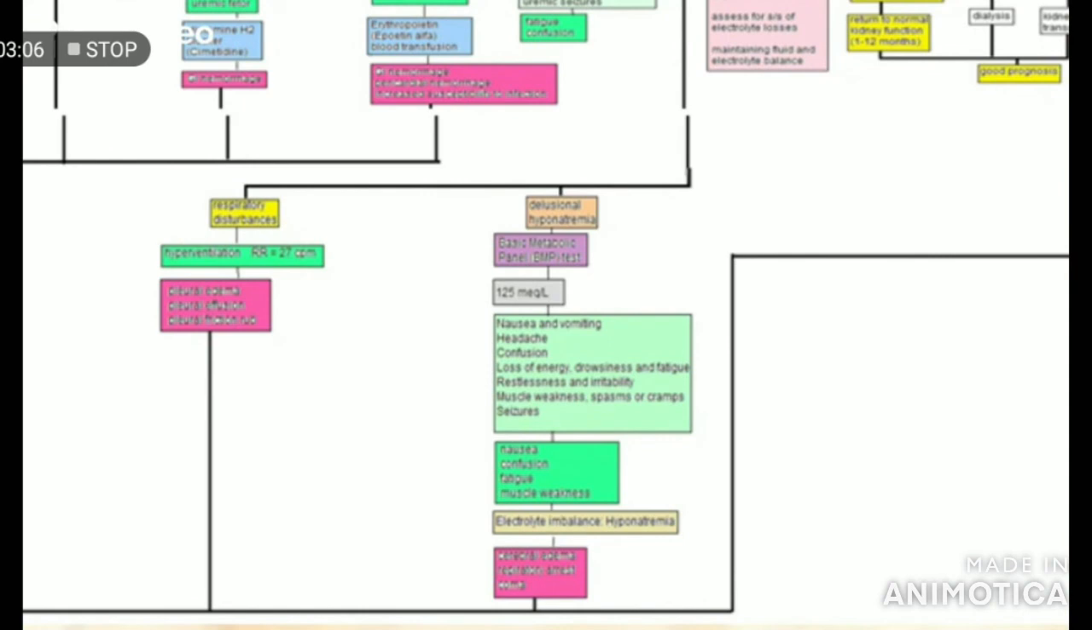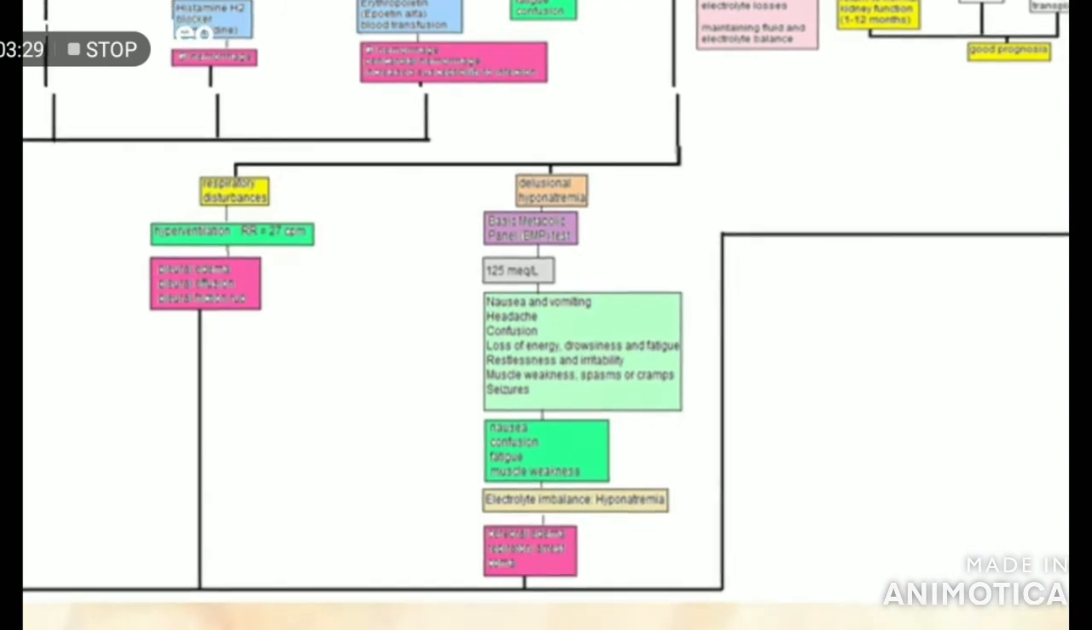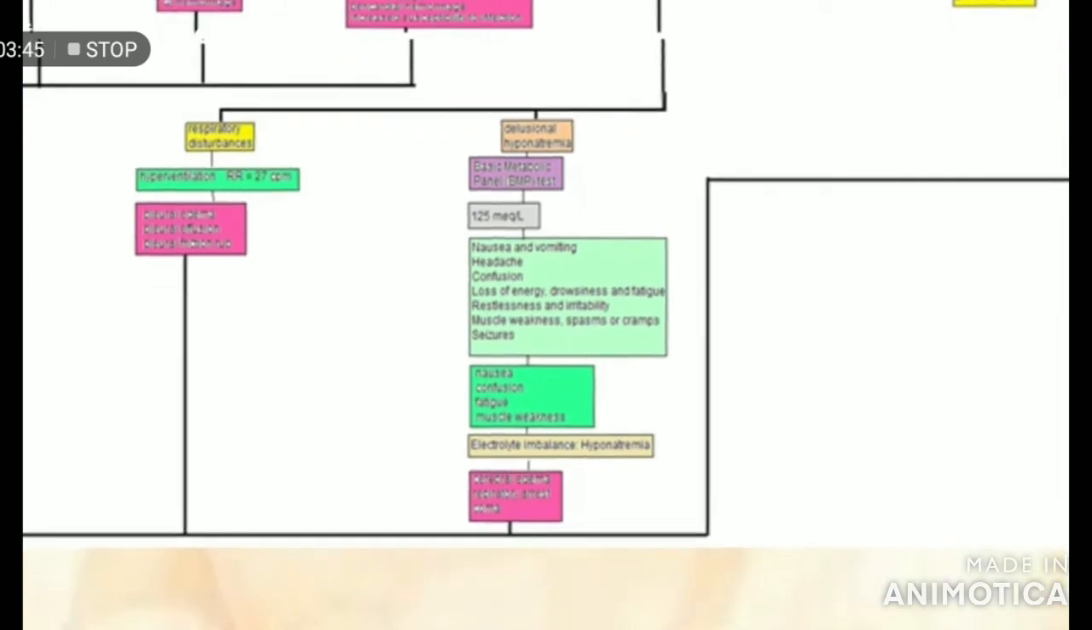And then another effect was dilutional hyponatremia. The diagnostic test done was a basic metabolic panel, and the result shows a sodium level of 125 milliequivalents per liter. The ideal signs and symptoms would be nausea and vomiting, headache, confusion, loss of energy, drowsiness and fatigue, restlessness and irritability, muscle weakness, spasms or cramps, and seizures. What my patient experienced was nausea, confusion, fatigue, and muscle weakness. Nursing diagnosis would be electrolyte imbalance, hyponatremia. Complications would be cerebral edema, respiratory arrest, and coma.